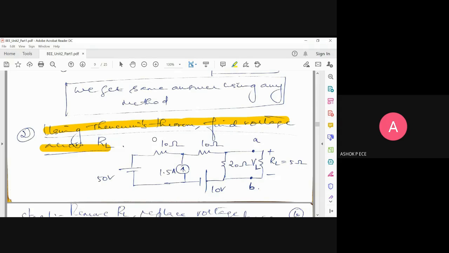So what is the first step in Thevenin's theorem? What will we do? Remove the component. What component you have to remove here? RL. And what else you have to do? Replace the voltage source by short circuit. We have to deactivate all our sources. Replace the voltage source by short circuit and replace the current source by open circuit. Please do that.